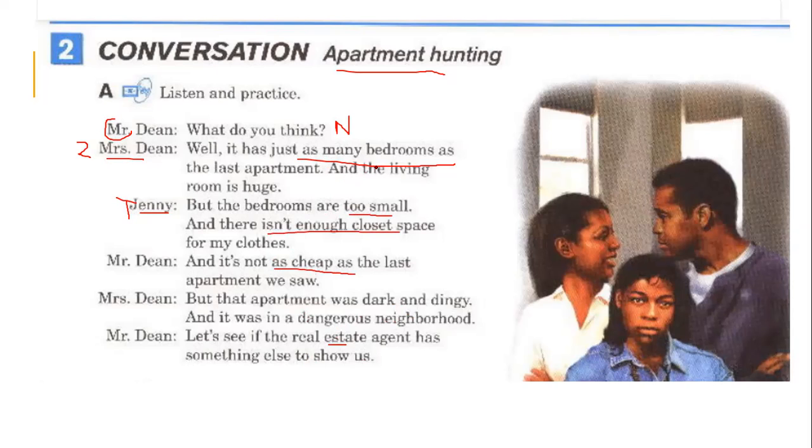This is the grammar. You see, as many bedrooms as: si es contable, lleva many. If it's countable, okay? If it's not countable, you use as much. This doesn't have as much light as the other one, you may say. And then you use an adjective in between, as cheap as. You see a computer and you say, this is as cheap as the other phone that I had.